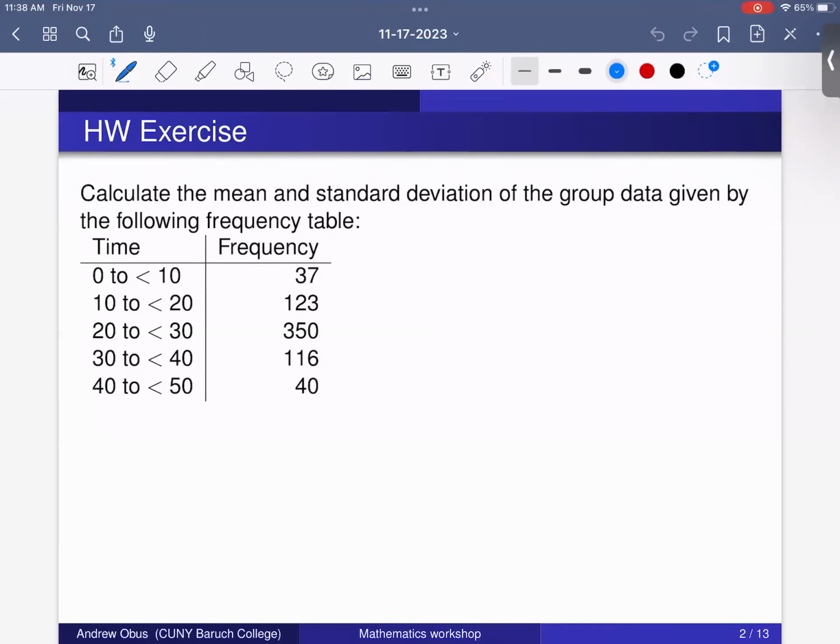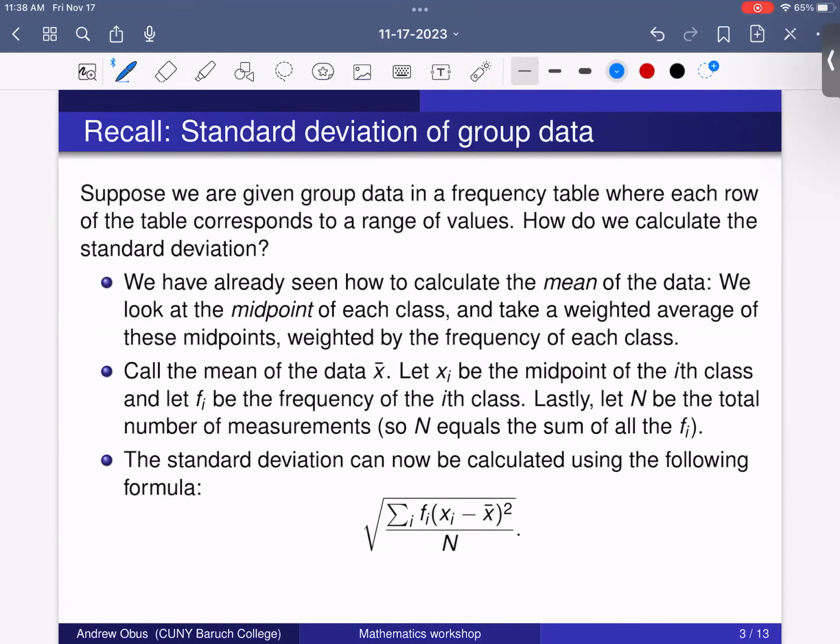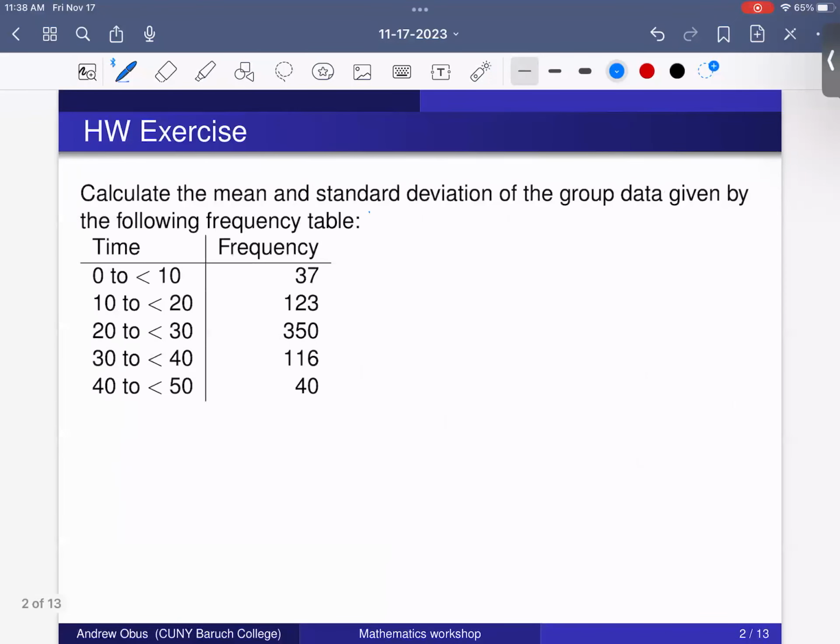Okay. So there's a formula for the standard deviation over here, but maybe let's not look at that yet, because the first thing we have to do is calculate the mean of the group data. Does anybody want to show how we can calculate the mean of this group data from a frequency table? What calculation do we have to do?